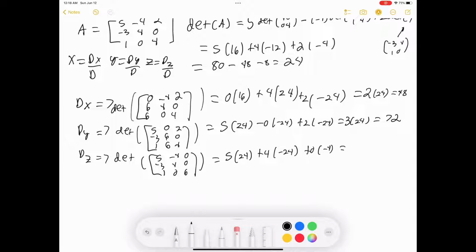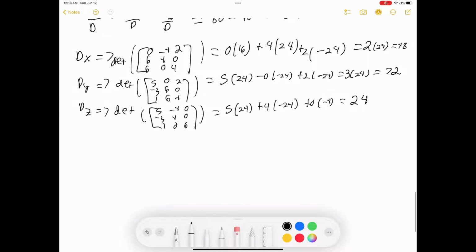Yeah, so as we could see there, we have 4 times negative 24. Of course, if that was a 0 instead of a 6, we'd actually have a negative 18 there, because it'd be negative 3 times 6 minus 0 times 1, which is negative 18. But it's actually negative 3 times 6 minus 6 times 1, which is negative 24.